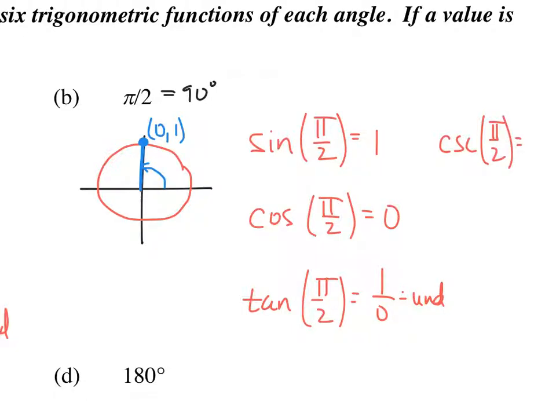What's the reciprocal of 1? 1. Secant of pi over 2. What's the reciprocal of 0? Undefined. Cotangent of pi over 2. What's the reciprocal of undefined? 0. You see that above? When cosine went to undefined, now undefined should go to 0.